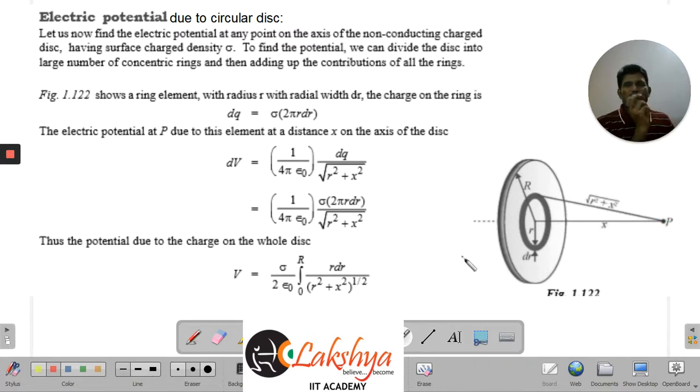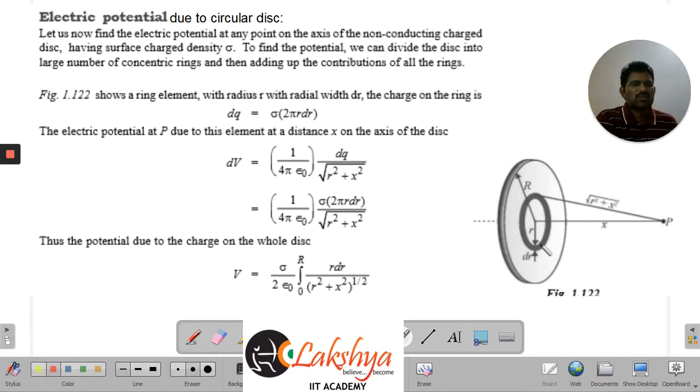To write that, our procedure is the same. First we write the potential due to this small element, and as our element is in the form of a ring, we can simply apply the ring formula. Before that, let us see how to write this dq value. Up to now we discussed one dimensional or linear objects. Now it's a two dimensional object. So the charge present on the disk we can write as dq is equal to sigma into the area of this element.